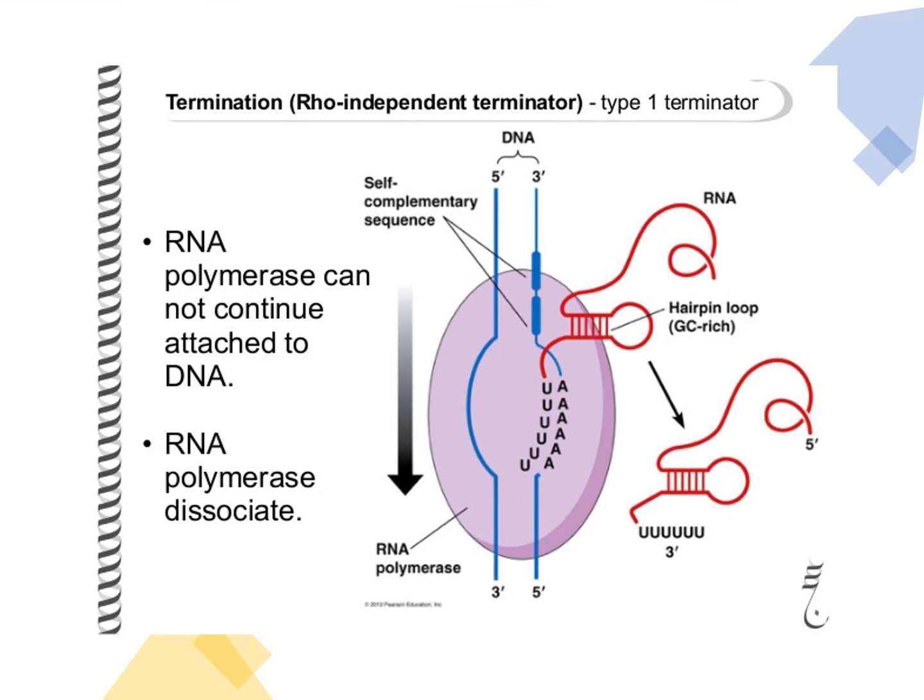This is just another look at the same thing. I thought it was a nice, colorful cartoon drawing. This rho-independent mechanism is also called a type 1 terminator. It's the same thing depicted here, with less sequence and less specificity in some of the details, but the RNA passes through, we get this hairpin loop, and then here's your completed transcript with that terminator sequence at the end.